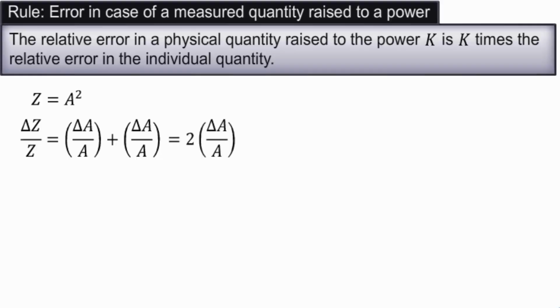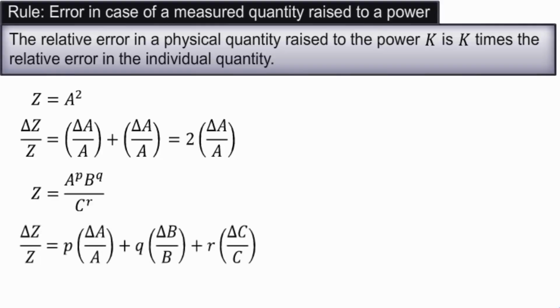In general, if z = aᵖ bᵠ / cʳ, then Δz/z = p × Δa/a + q × Δb/b + r × Δc/c.